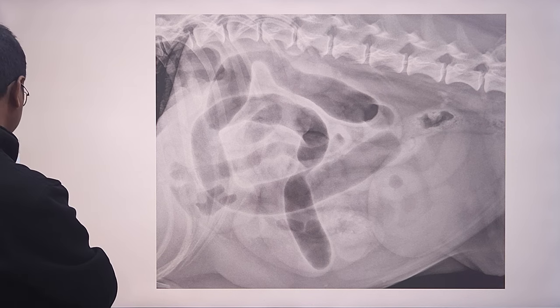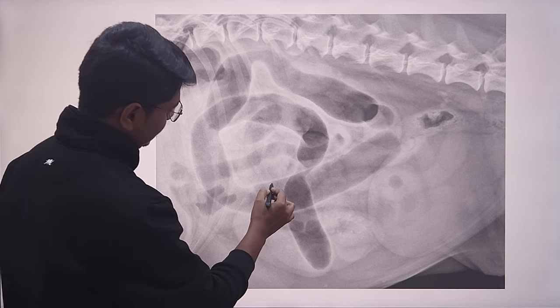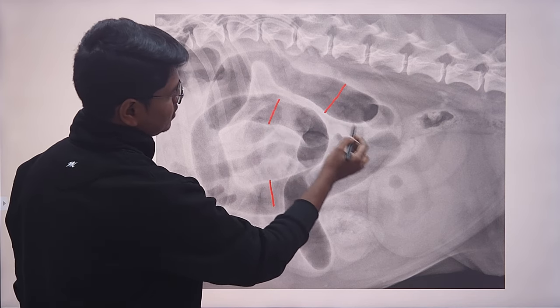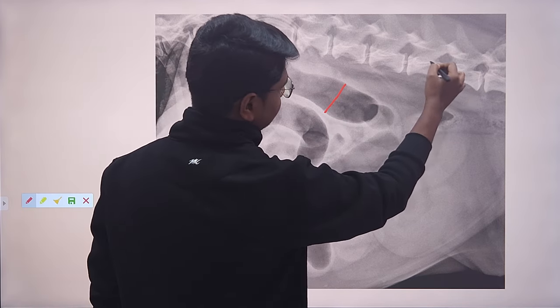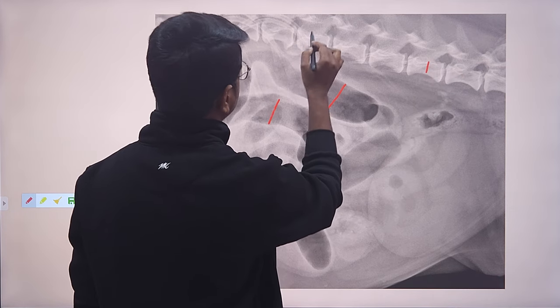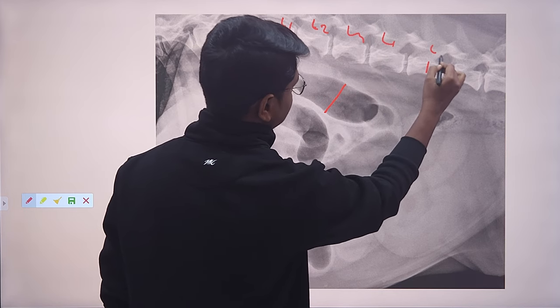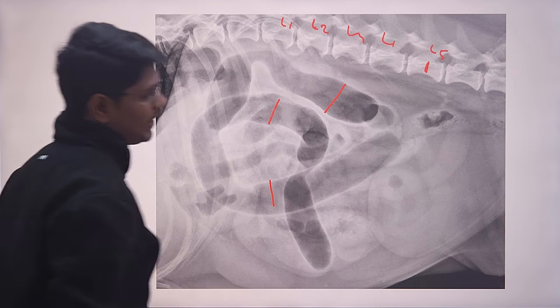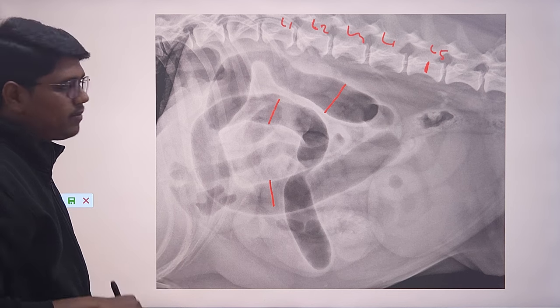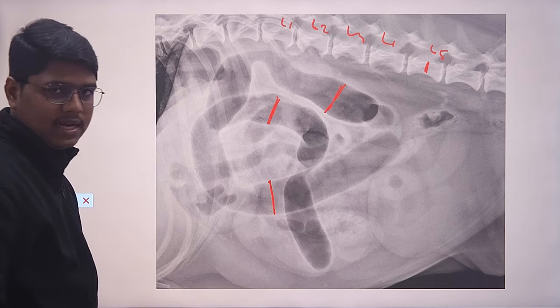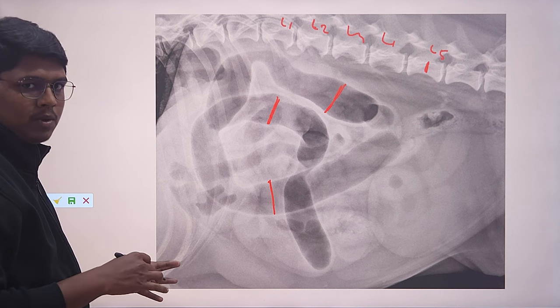Next, you see this image. See the dilation. Suppose this is L5, L1, L2, L3, L4, yes, this is L5. You see the height of the central portion or the body of L5, and look at the diameter of the intestine. It is enlarged. It means that there might be some obstruction.